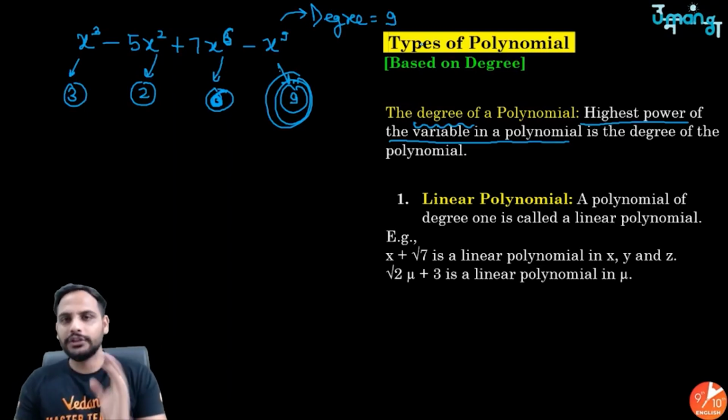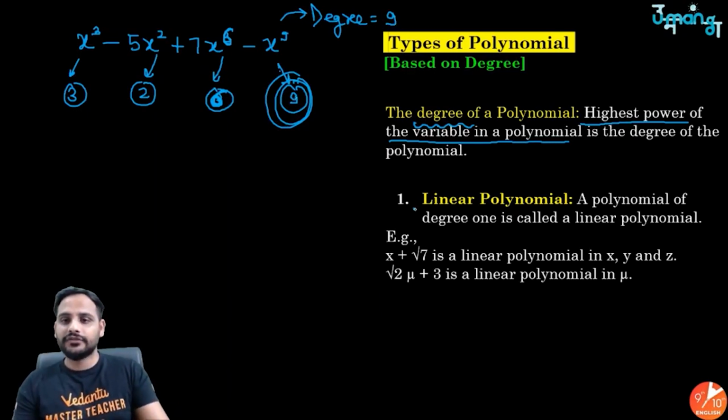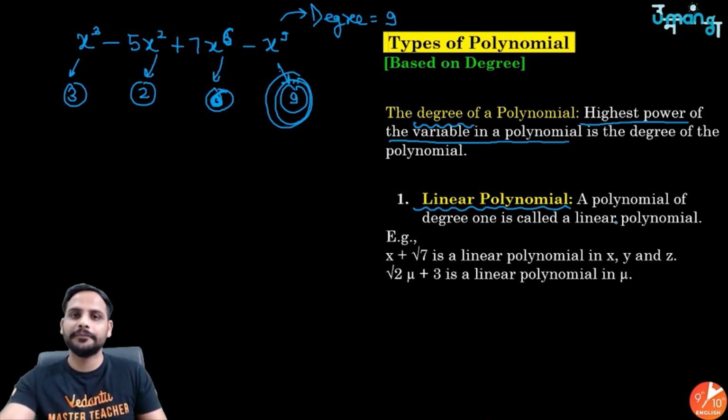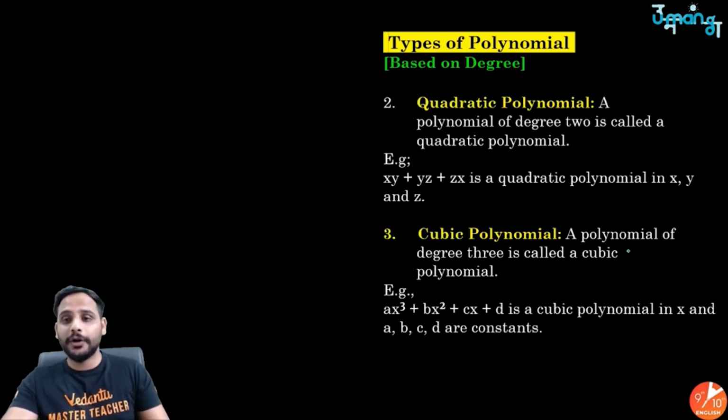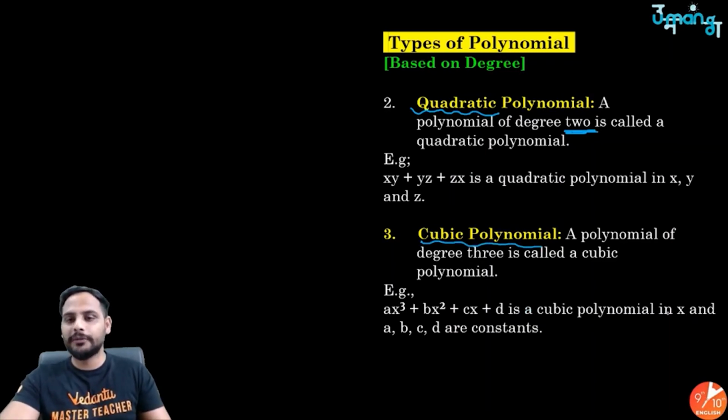All those polynomials whose degree is 1 are called linear polynomials. All those polynomials whose degree is 2 are called quadratic polynomials. All those polynomials whose degree is 3 are called cubic polynomials.